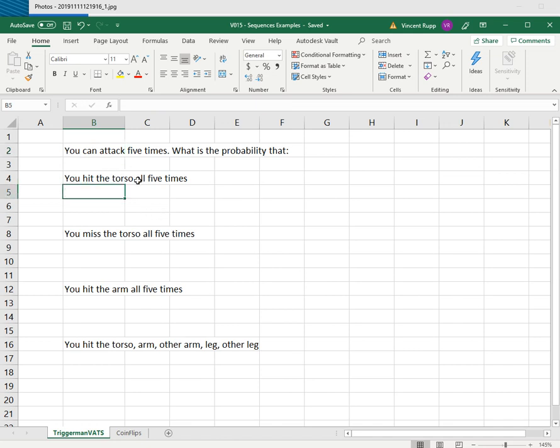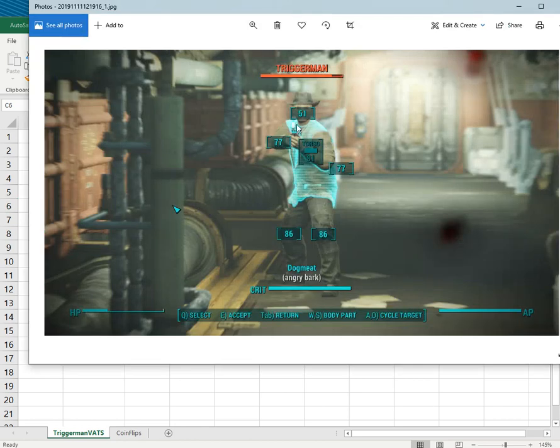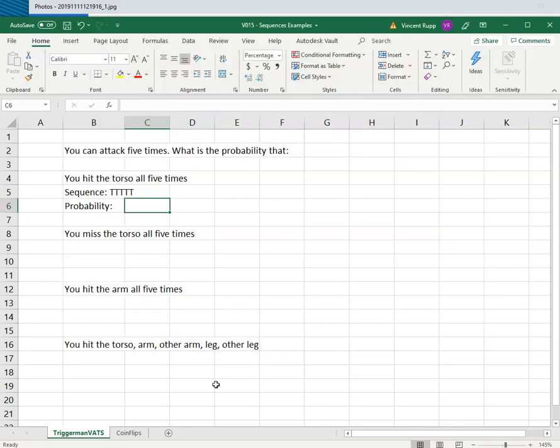So we could just do various sequences here, like you hit the torso all 5 times, so the sequence would be T, T, T, T, T, if you abbreviate T for torso. And then you can calculate the probability of that. So we can see from the screenshot that it's 81, which in this game I assume means 81%, not $81, because that wouldn't be a thing. But 81% chance to hit.